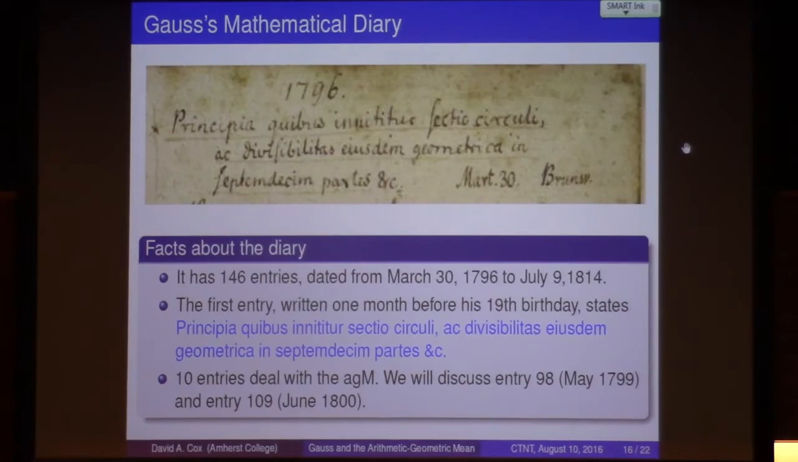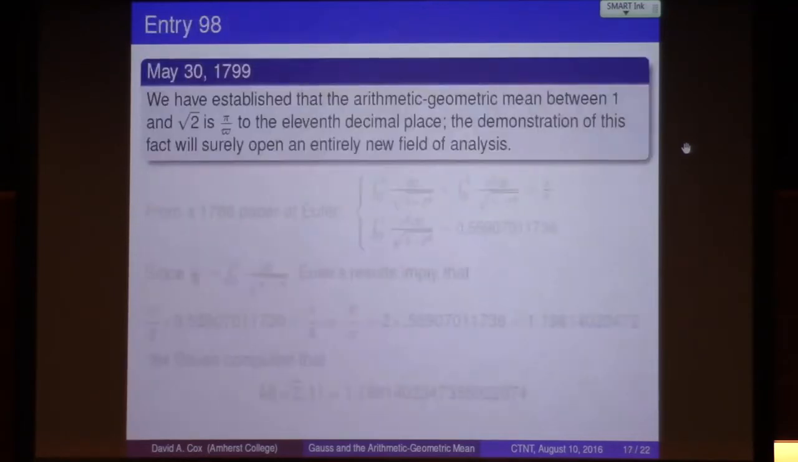So this is something he clearly thought was good enough to put in his mathematical diary. It turns out that I'm going to do entry 98, which is in May 1799, and entry 109, which is about a year later. And so where do we get here? Here, he wrote it in Latin.